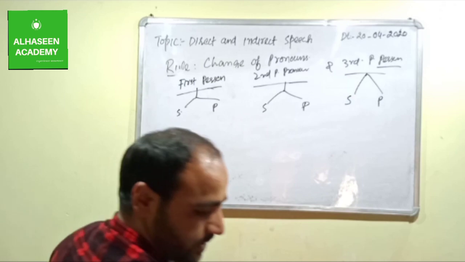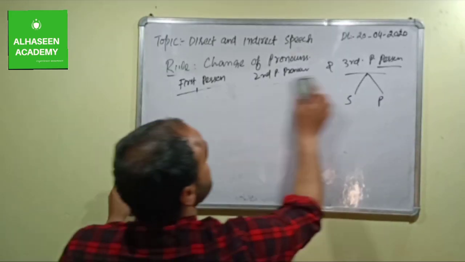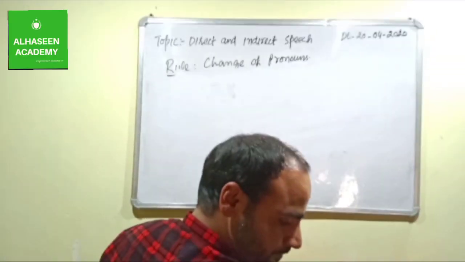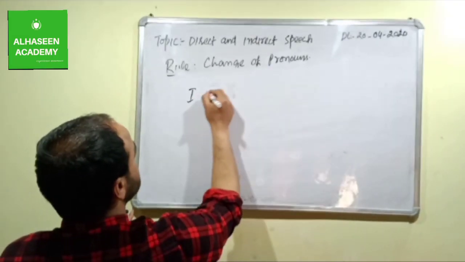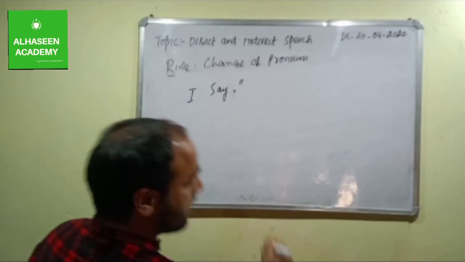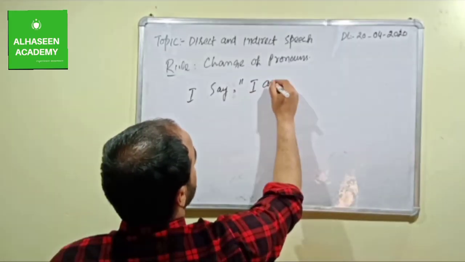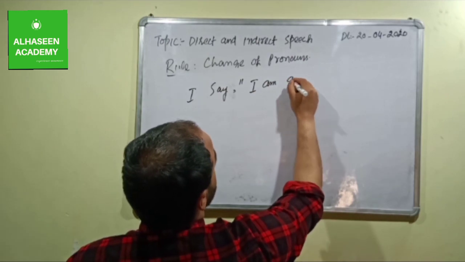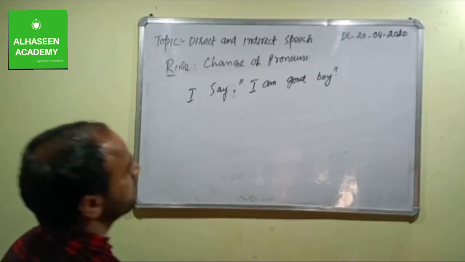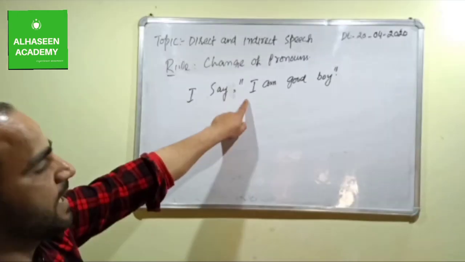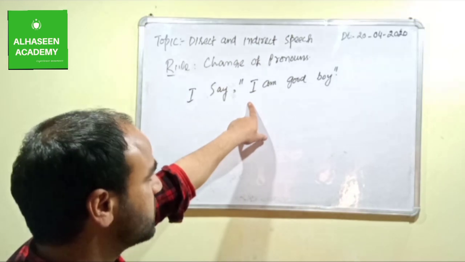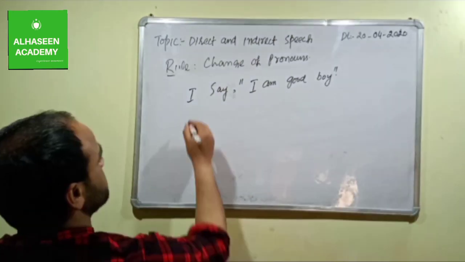Okay, now we will look at a few examples so that we can understand it properly. Say for example, I say, I am a good boy. Here we are using the word I, and I is the first person pronoun and it is a singular pronoun. How are we going to change it? Let us see.